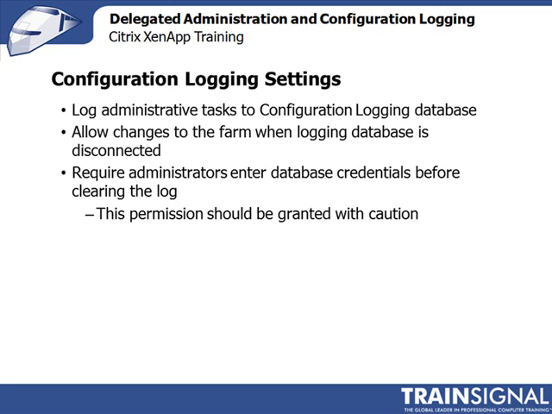And you can also allow changes to the farm when the logging database is disconnected. So this is basically, if the logging database isn't available, do you want to allow changes to be made to the farm? If you disable this, then when the logging database isn't there, they can't make these changes. This is important due to some regulatory laws that you might be under. If you're trying to track everything that happens, if you need some kind of a change control policy in place where you're not allowing anyone, then this would be disabled. Where if the configuration logging database isn't there, changes should not be made to the farm. This gives you a way of tracking certain things.